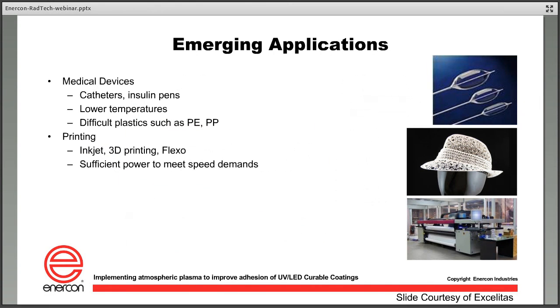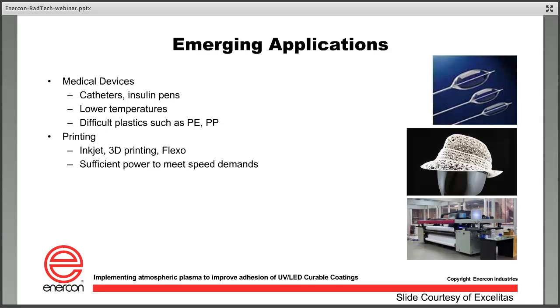So kind of talking a little bit more into those specific emerging applications, medical devices is a huge market that Enercon works with, as well as a lot of our UV LED partners in the field. Catheters, the business of manufacturing and developing catheters is huge. It is something that we here at Enercon see on a daily basis. We're working with insulin pens and other kinds of advances in medication delivery systems. With that, however, comes our challenge of using plastics that we've never used before, or using recycled plastics even.